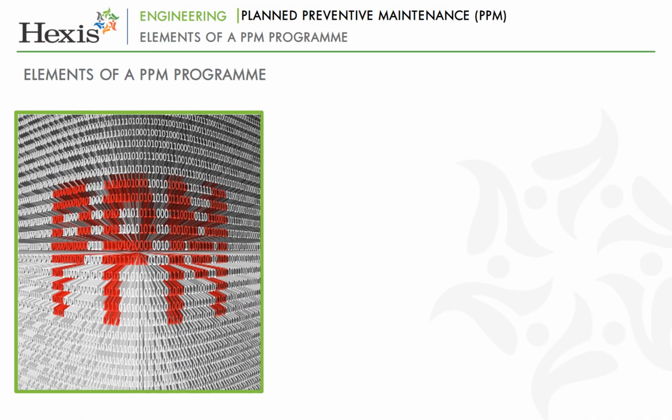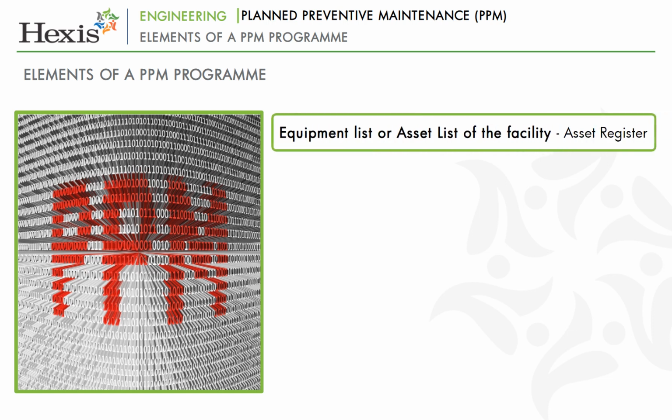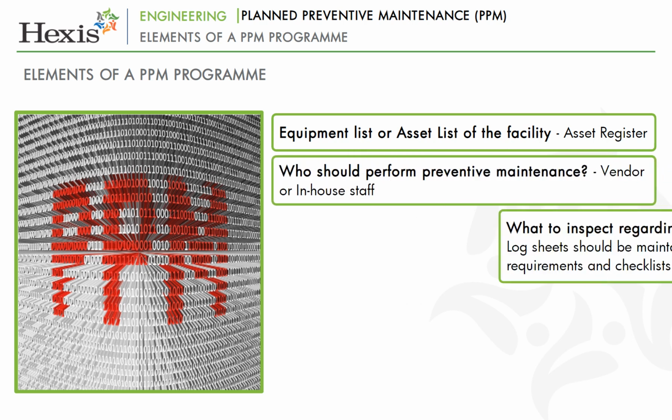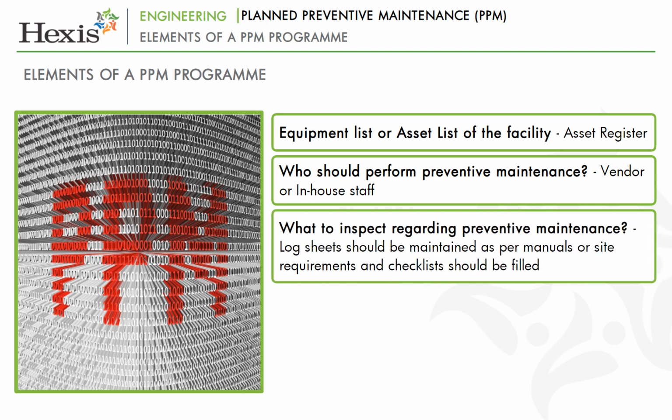A well-conceived preventive maintenance has several elements, features, or steps to be adhered to in general. Let's look at them. Equipment list or asset list of the facility, asset register, indicating clearly the criticality of the asset from a business perspective. Who should perform preventive maintenance? Vendor or in-house staff. What to inspect regarding preventive maintenance?